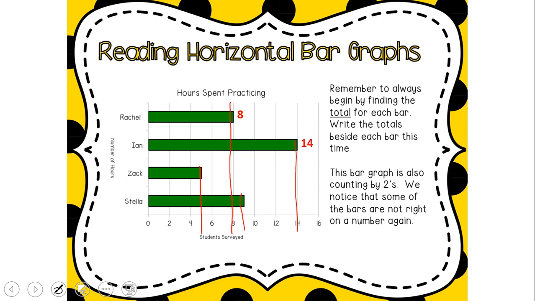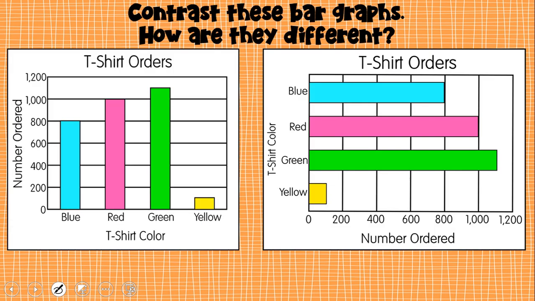So we have 8 hours practicing for Rachel, 14 hours practicing for Ian, 5 hours practicing for Zach, because remember, we're looking at it's in between 4 and 6, so obviously that's 5, and 9 hours for Stella because it's in between 8 and 10, okay?